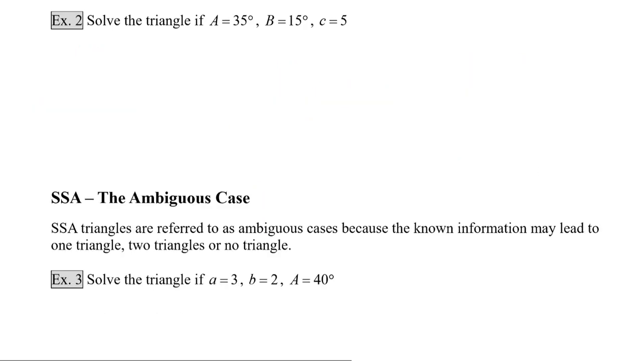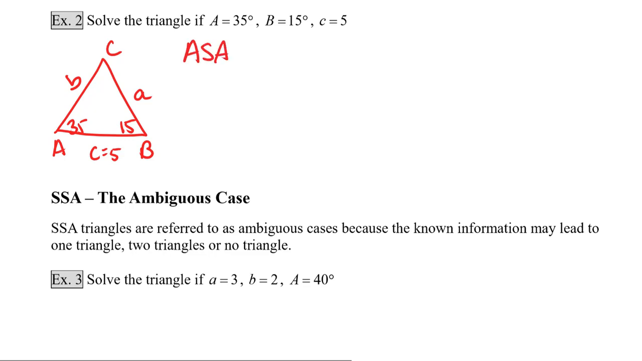Example 2. Solve the triangle if angle A is 35, B is 15, and side c is equal to 5. So we're going to start by drawing a triangle. A is 35, B is 15. Here's angle C. Here is side c, which equals 5, and I'll put my missing sides b and a. Here I have angle side angle, which is also cause for using the law of sines.